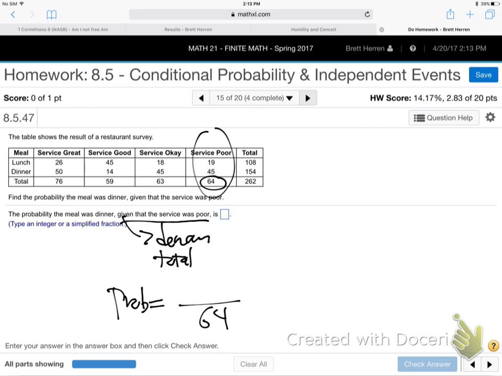Is that starting to be more comfortable? And then the thing on the top, what are they asking? Dinner. So what would that be? That's the 45. You stay within that column. Once they identify the given, that limits. You're not going anywhere outside that column for sure. Does that make sense? And is that reducible? I don't think so. No, that's just it.